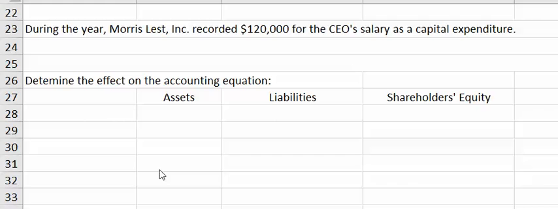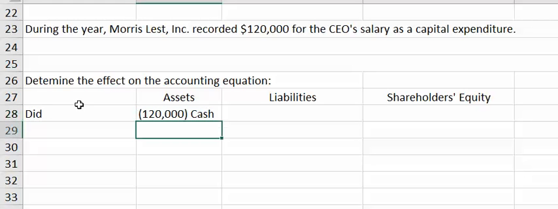expenses should be expensed. In this example, we have during the year more or less recorded $120,000 for the CEO's salary as a capital expenditure. Well, this is not the cost to get a long-term asset in place and ready to use, so this is considered an error. So what they did is credited cash, and what they debited was some long-term asset, non-current asset.